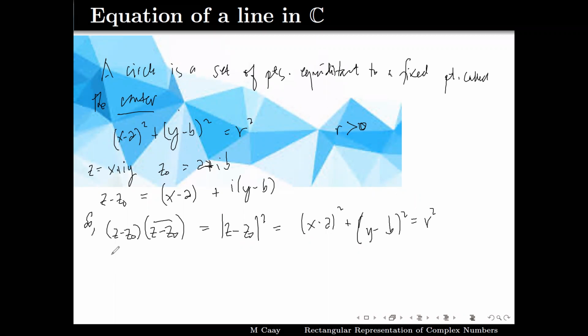So this is now the equation of a circle in complex form with center z sub 0. This is your center z sub 0, and you have the radius r. Technically your equation is the modulus of z minus z sub 0 equals r.